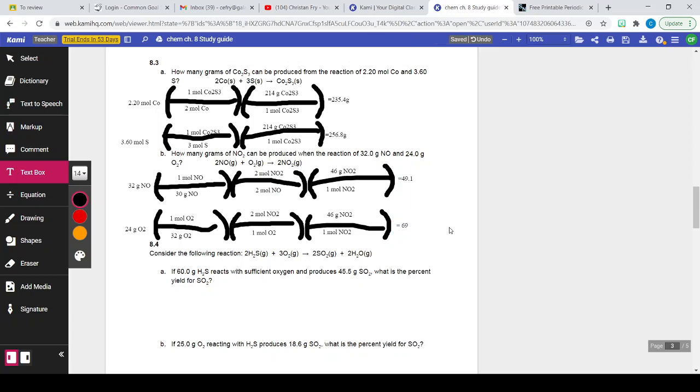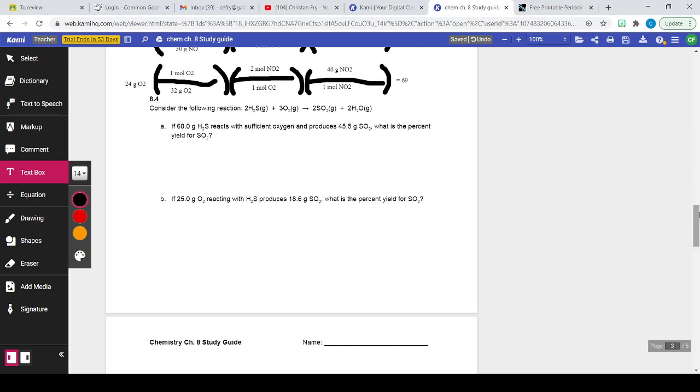There we go. All right, so if you were to answer this, you would say 49.1 grams is what you would make because you would run out of nitrogen monoxide. So oxygen, there's enough to make 69 grams, but here you're only going to make 49.1 before you run out of some of your ingredients.